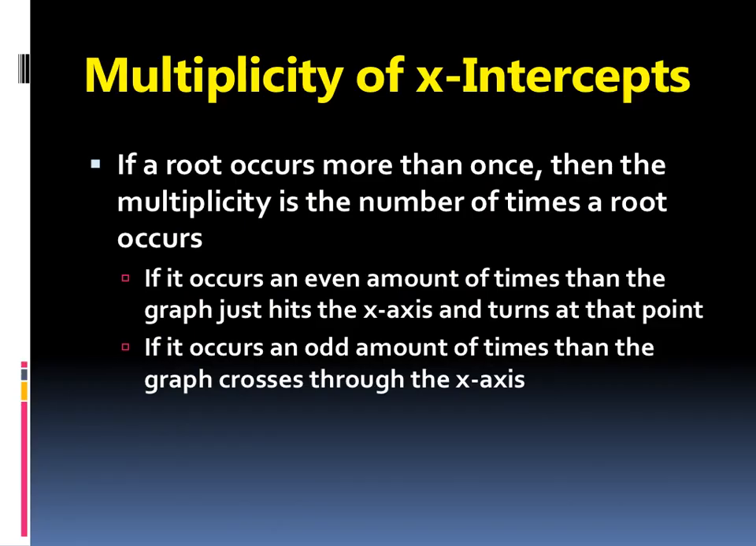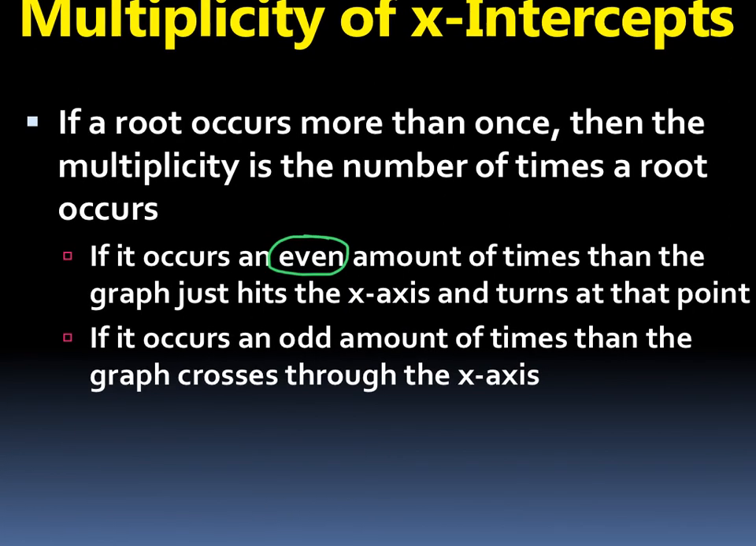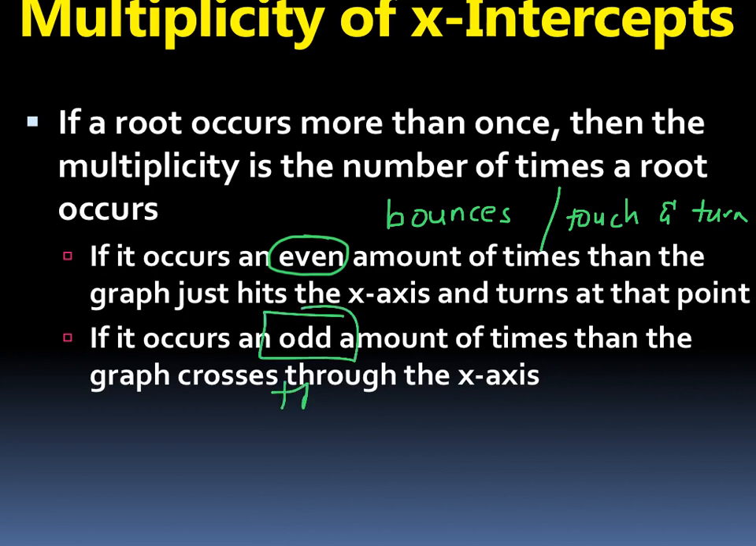Talk about that right here. If the multiplicity occurs an even amount of times, the graph, when you graph it, is going to touch that point and turn. We say bounces, or touches and turns. I'll explain it a little more in a minute. Touch and turn. If it's an odd amount, it's going to go through that point, through the axis.